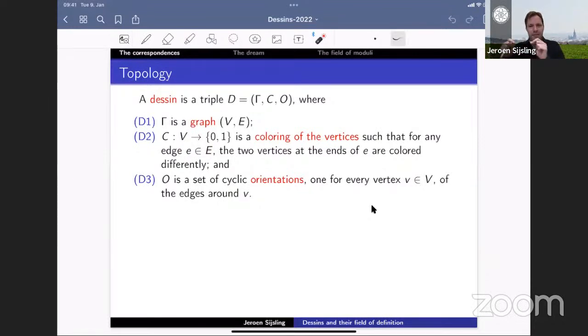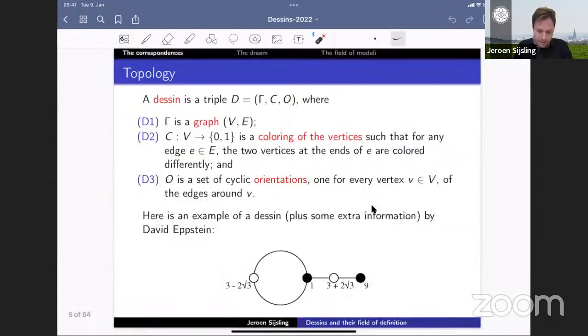And you want every time I take an edge, the two things at the end are colored differently. So there's a 0 on one end, the 1 on the other. That is one thing you need, and you need a final thing called O for orientations, because you want that for every vertex of your graph, there's an orientation of the edges. Okay, this seems daunting when you see it first, but let me just give you an example of this.